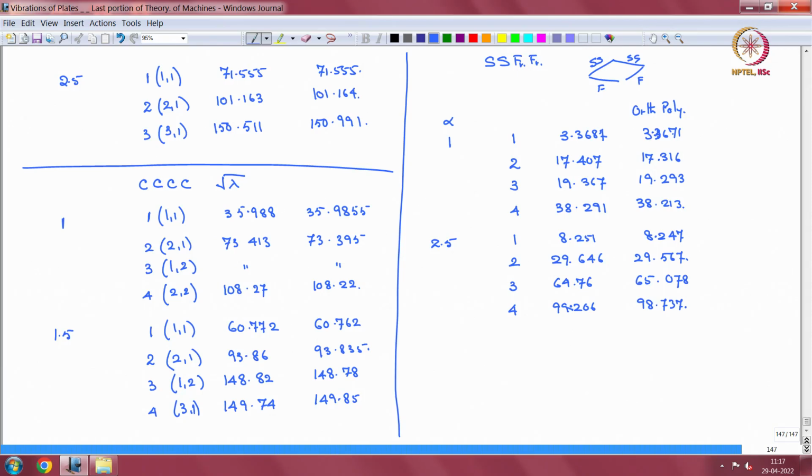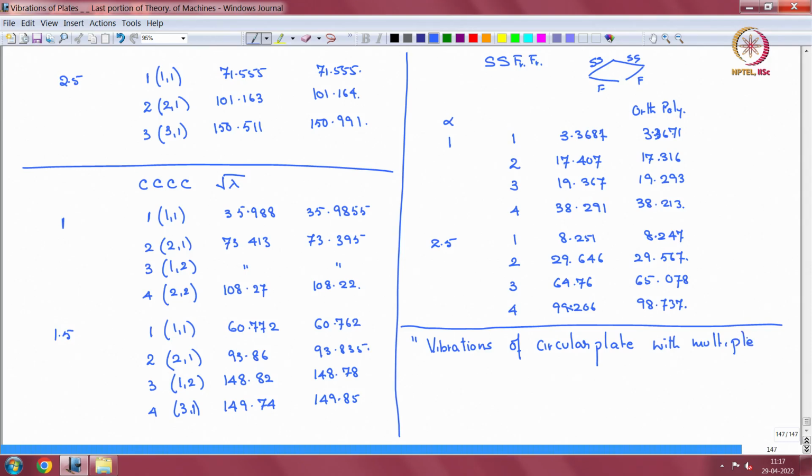Now there is another paper. Let me write the title here so that I use the space: Vibrations of circular plate with multiple eccentric perforations by Rayleigh Ritz method.